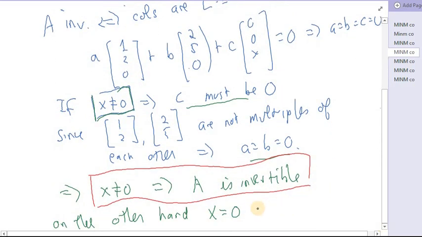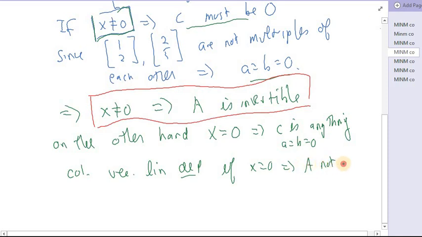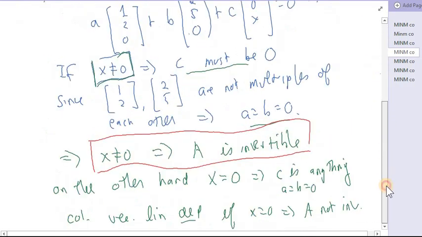So c is anything, and a equals b equals 0. That means that the column vectors are linearly dependent if x equals 0, and that implies A is non-invertible. Okay. All right, now, since I wanted to find all x such that A is invertible, this is my answer here. x unequal to 0 implies A is invertible.